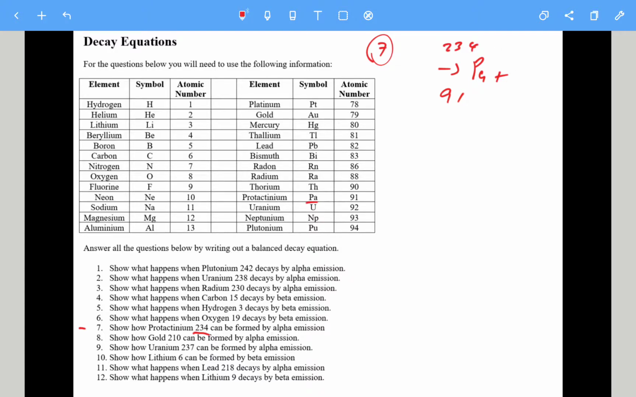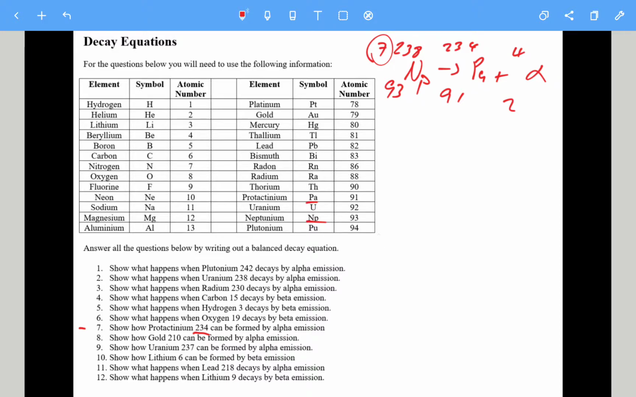Plus, it was formed by alpha emission, so alpha 4, 2. Then we need to work backwards. So 234 plus 4 is 238. And 91 plus 2 is 93. So it's got 93 protons. Neptunium, Np. So it should look like that.